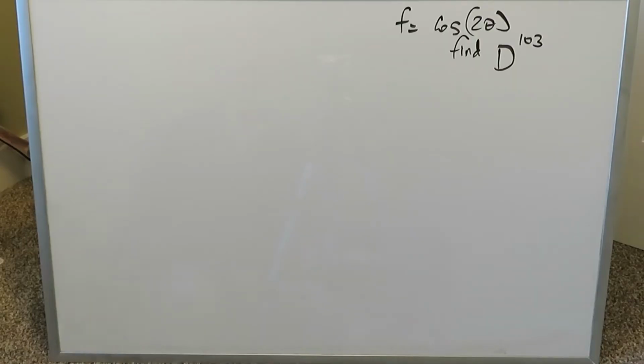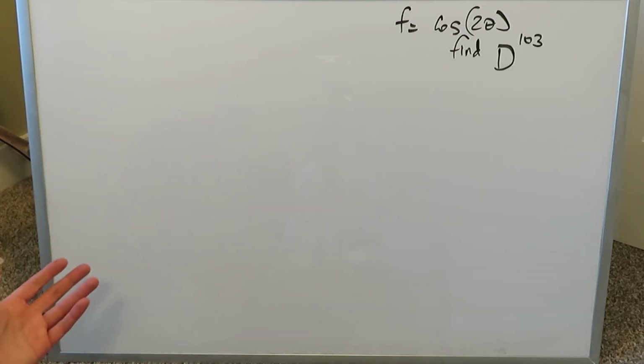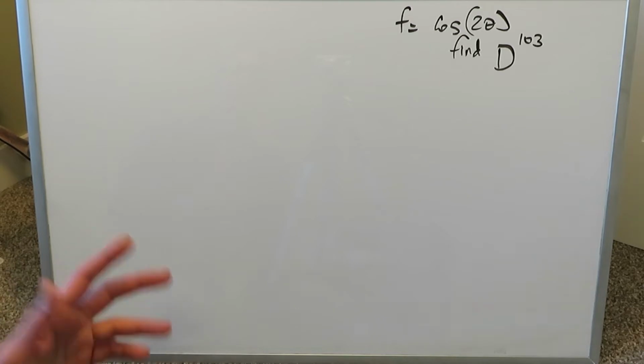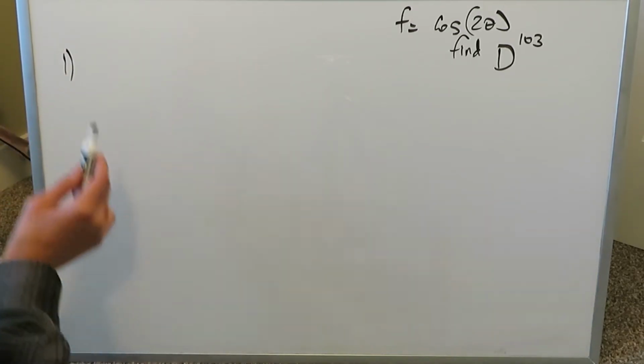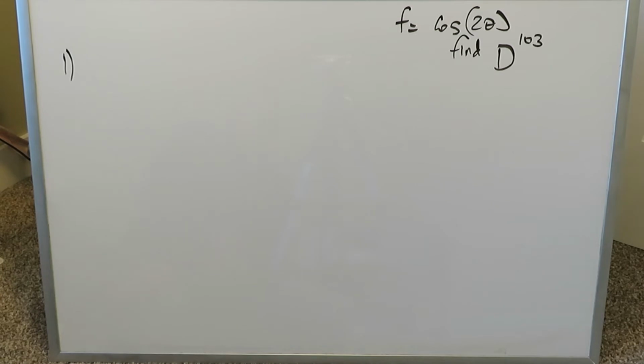Our second question is an interesting one. I've created space here on the board because we will have to do at least 5 rounds of derivatives to come up with a good pattern to handle that. We have a function cosine 2 theta, which is a composite function. We have to find the 103rd order derivative, or what would be the end result if this function were taken through 103 rounds of derivatives. It's a pretty large number. The best way to proceed with this type of question is 5 rounds of derivatives, and you'll have your pattern determined.